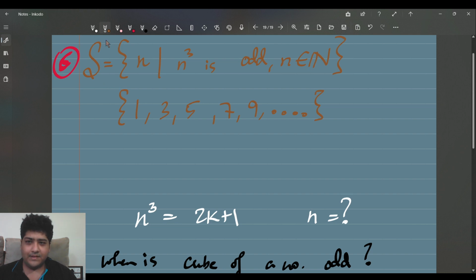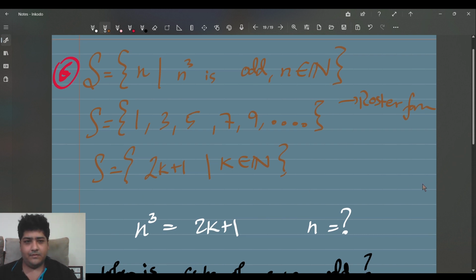And you could also write the set. So this was the roster form of the set. You could also write this in set builder form, but a simplified set builder form of sorts. So I could also write this as the set of all 2k plus 1s, such that k belongs to N. So this is also a set builder form of the same set. We have given you two set builder forms. One is a bit simpler than the other.